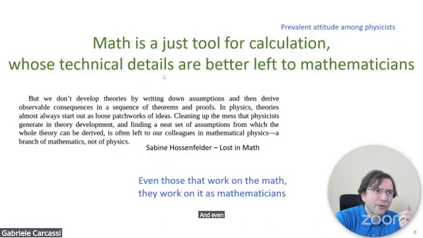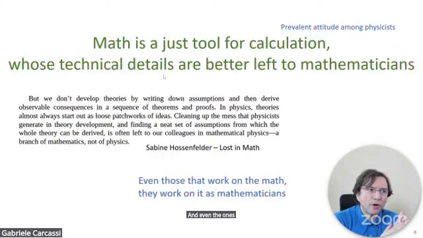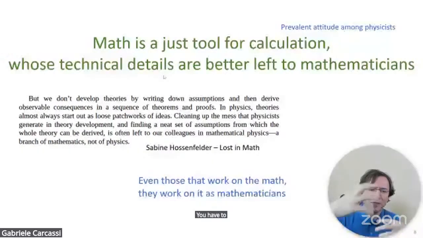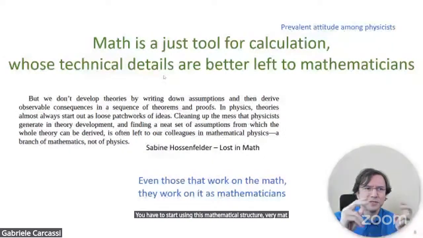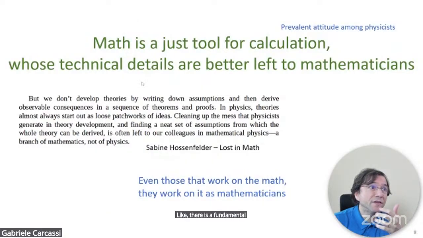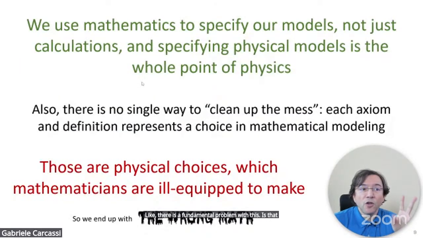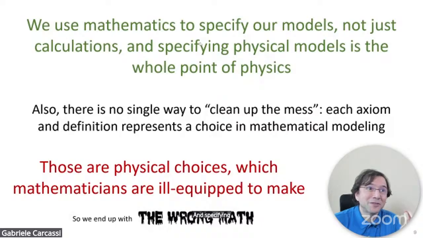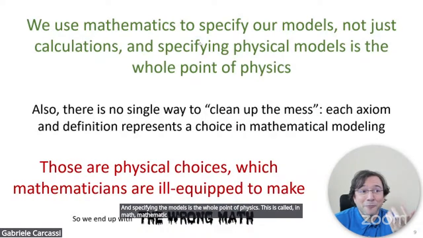And even the ones in physics that work more towards the math have this attitude, and then have this idea that you have to start using this mathematical structure that a mathematician gives you because they're better, they're more precise, and so on. There is a fundamental problem with this: we don't just use mathematics to calculate. We use mathematics to specify our models. And specifying the models is the whole point of physics. In math, mathematicians call this mathematical modeling.